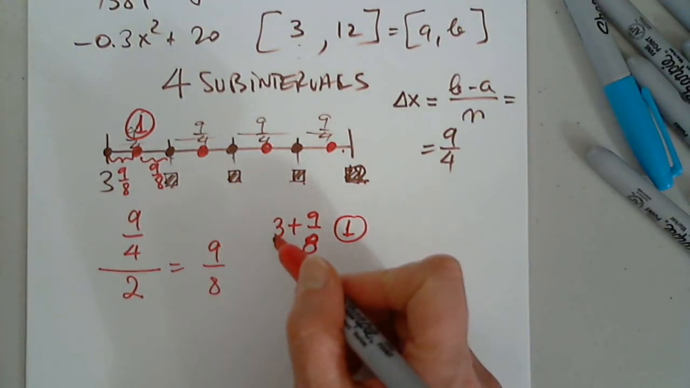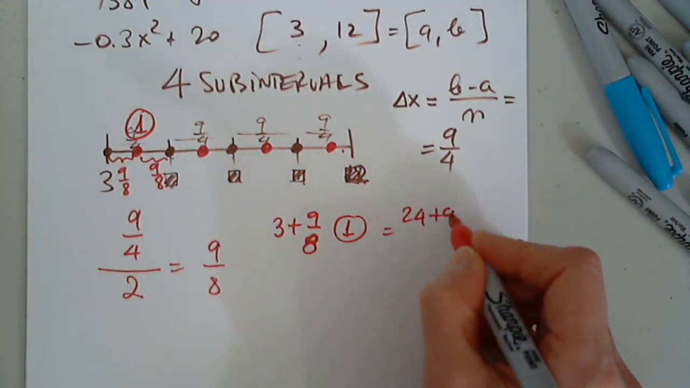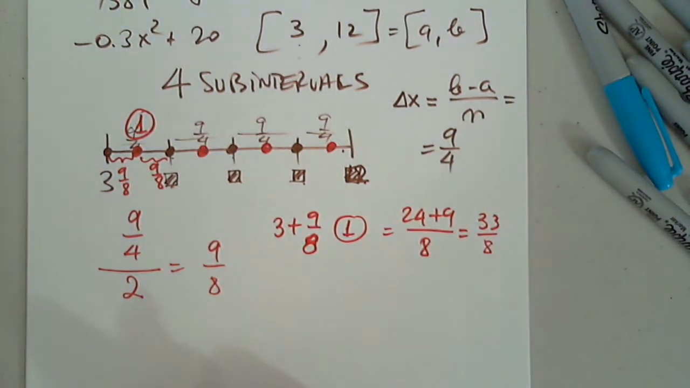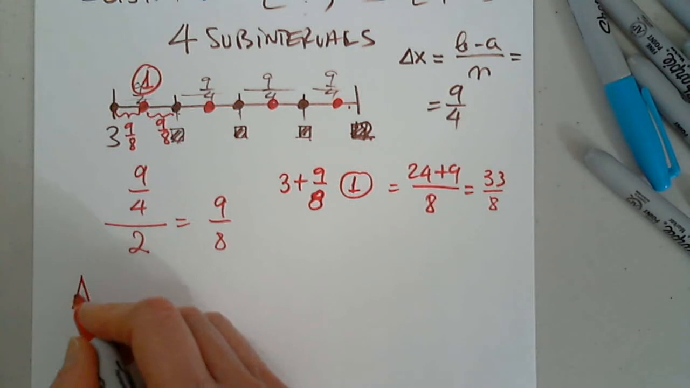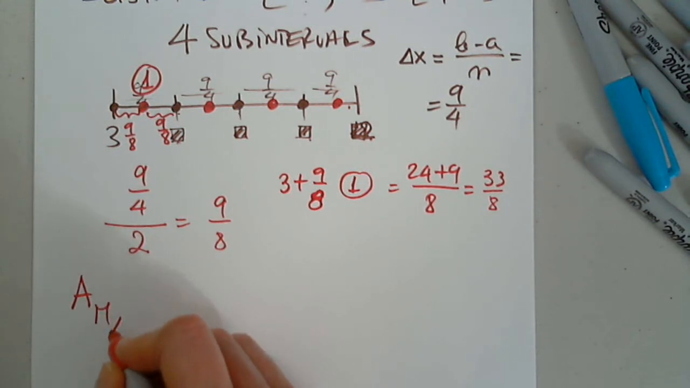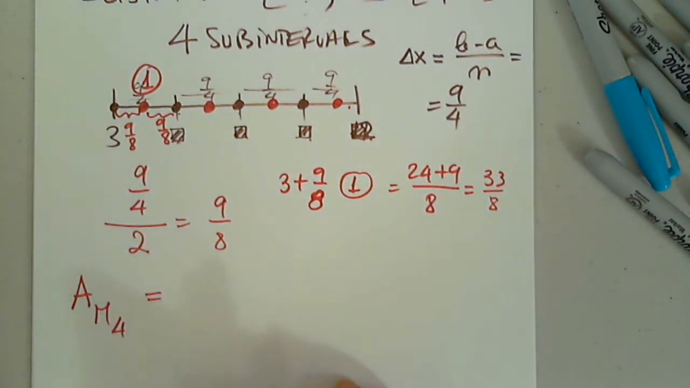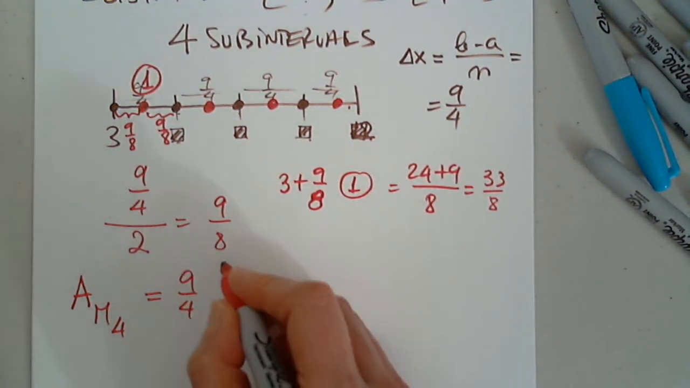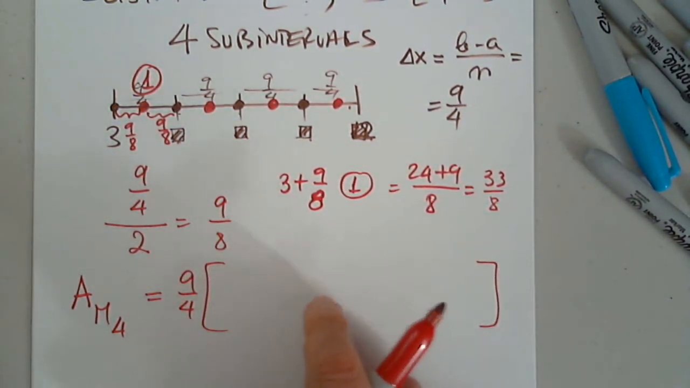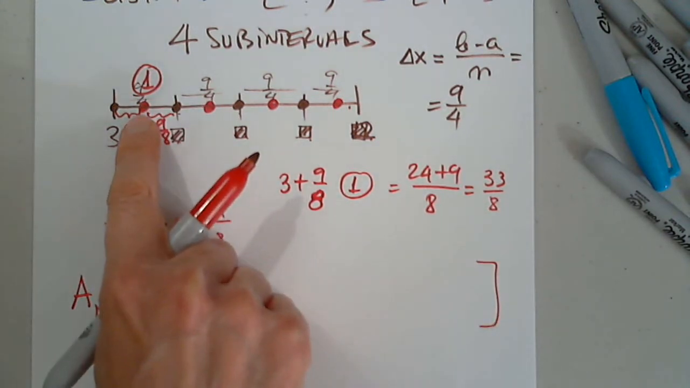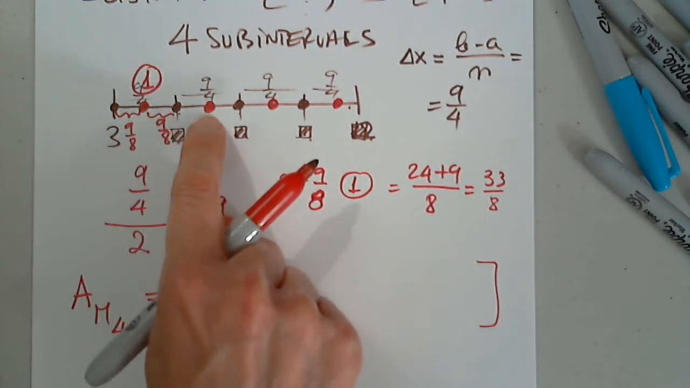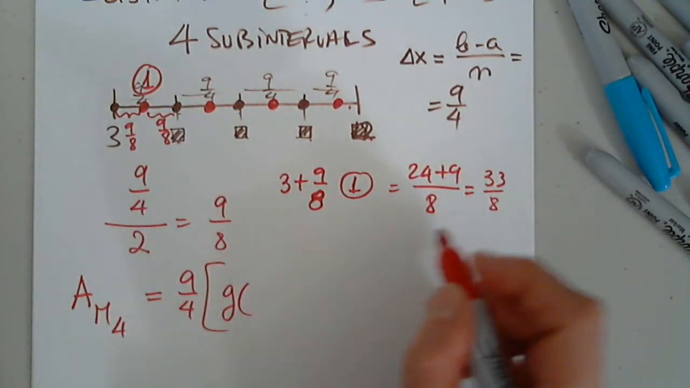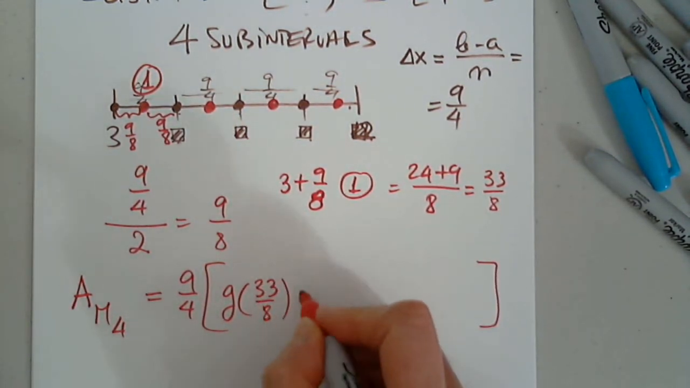So 8 times 3 is 24. 24 plus 9, divided by 8, this is 33 over 8. So the area with midpoint 4 will be the width of the subinterval, which will stay in front. And now I have to have here 4 values: G of this value, G of this value, and I have to determine them. But the first one is G of 33 over 8, plus.